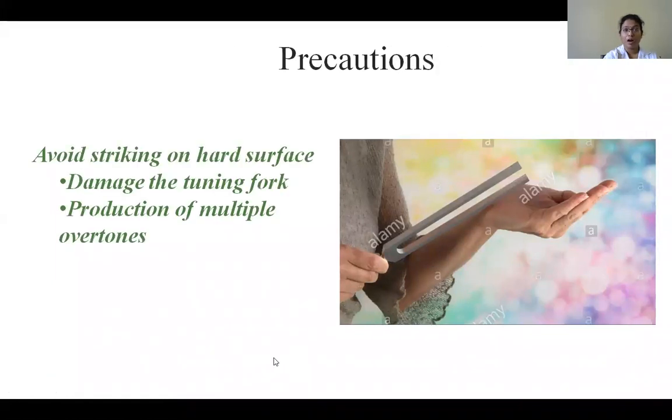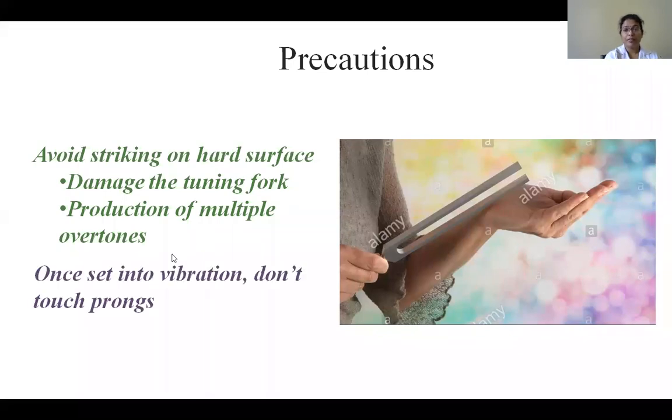Now remember, avoid striking on a hard surface like table, okay, because it can damage the tuning fork. And second thing, when you strike it on a hard surface, it can cause production of multiple overtones, which is not required. What we want from the tuning fork is a pure tone. We don't want multiple overtones. So avoid striking on hard surface. And once the tuning fork is set into vibrations, do not touch the vibrating prongs. Otherwise, that will dampen the vibrations of the tuning fork.